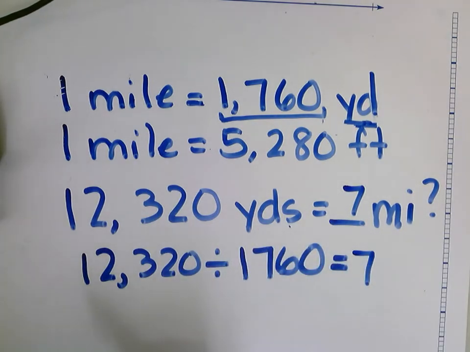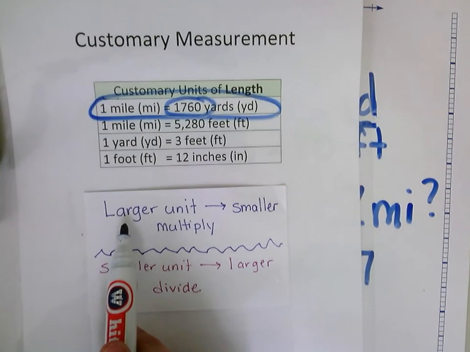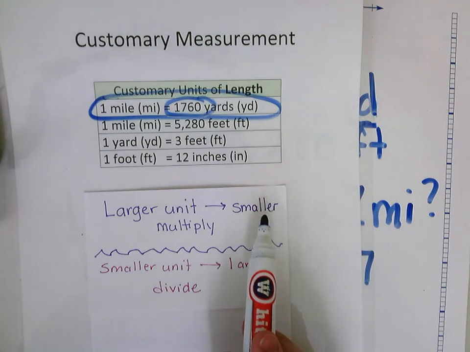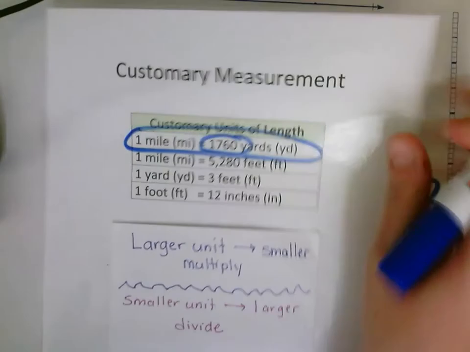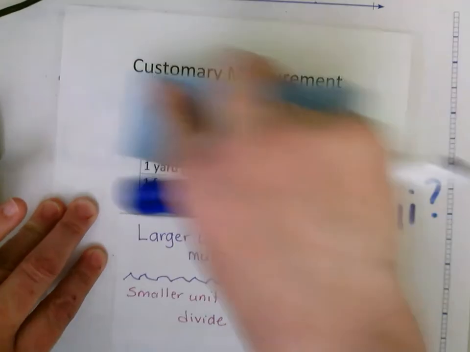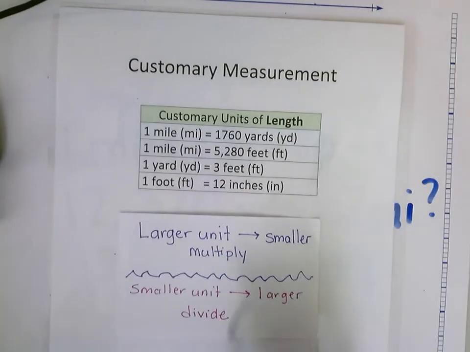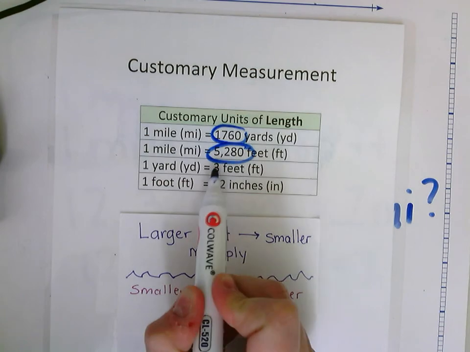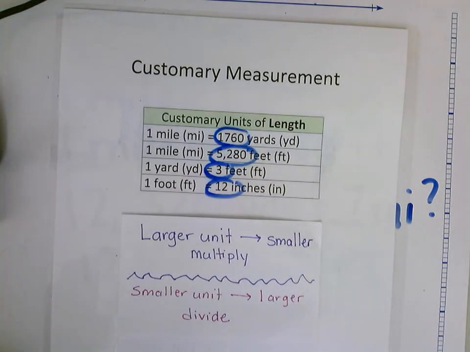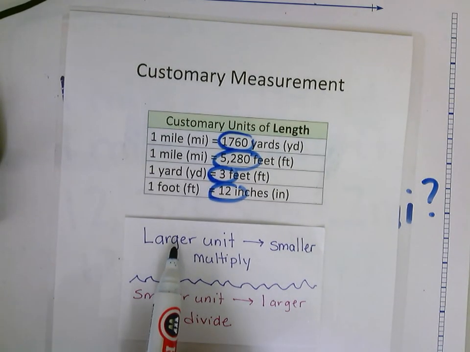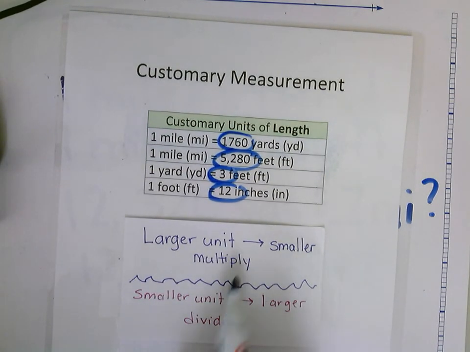On today's work, remember to decide if you're moving from a larger unit to a smaller unit. Every time you're doing that, you're going to multiply. If you're moving from a smaller unit to a larger unit, you're going to divide. And you will look at your conversion chart to determine what number you're going to multiply or divide by. The numbers in your chart tell you what number you're going to multiply or divide by. When you move from larger to smaller, you multiply, and when you move from smaller to larger, you divide.